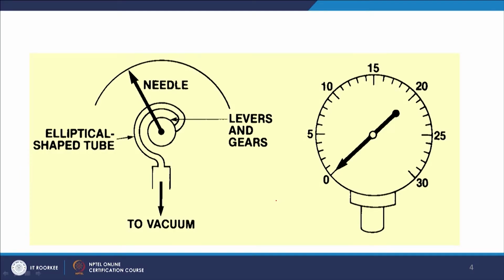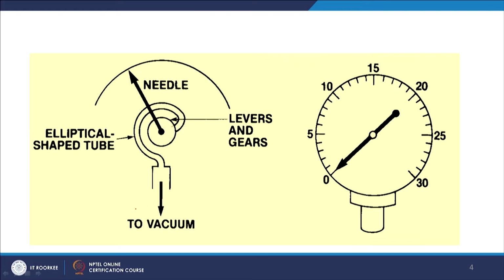Now, what happens here in a Bourdon gauge is that you see this elliptical shaped tube, and there is a needle attached to this elliptical shaped tube, and the levers and gears are also attached to the needle. Now, one part of this elliptical tube is attached with the outlet part or the inlet part, whatever you define it as, to the vacuum source.